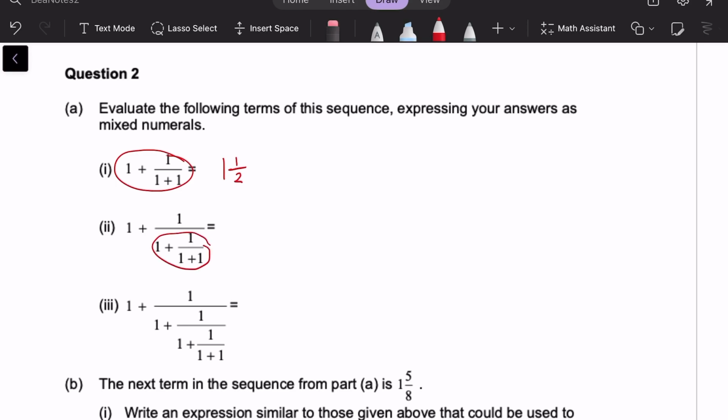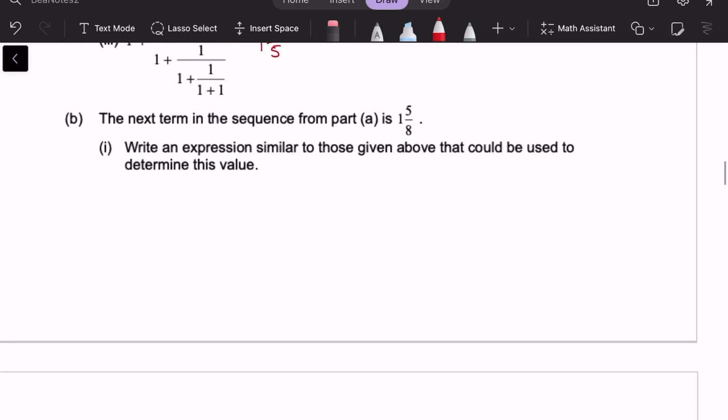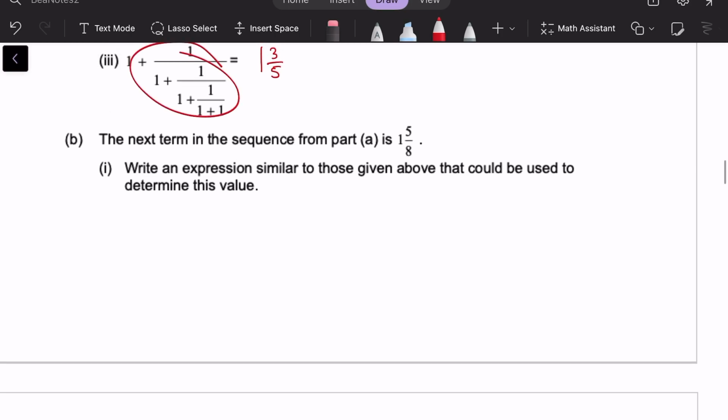So this one would be 1 2/3, because when you do 1 divided by a fraction, it's equal to just the reciprocal of this fraction, which is just flipping the fraction. And the next one follows the same pattern, happens to be 1 3/5. Now we're told that the next term in the sequence from part A is 1 5/8. And we're asked to flesh it out basically, like write it like this. So I'm just going to do this because there's nothing much to say.